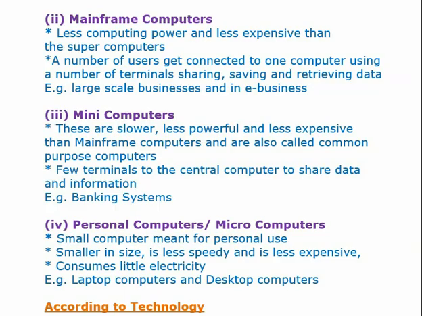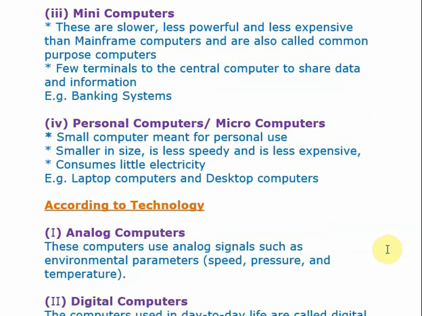Then minicomputers. This is actually not for public access, but within an organization. Again here many people can connect at once and access minicomputer resources. It is more powerful than personal computers. It is used within an organization. Example, banking system. Personal computers or microcomputers, these are desktop or laptop computers.